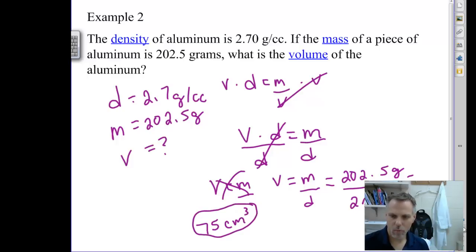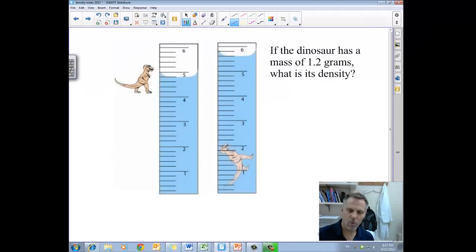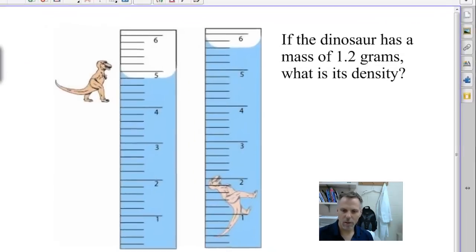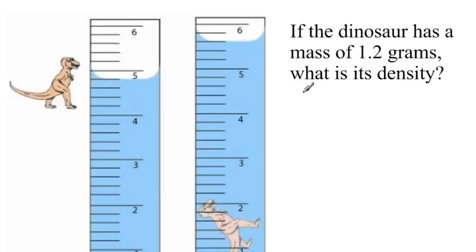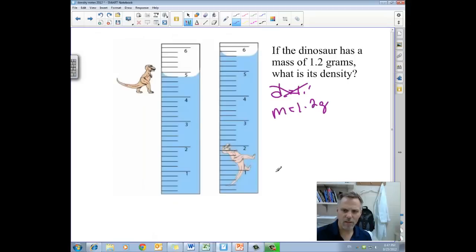Okay, I'm going to go on to one more problem. I'm going to skip this one. Let's go to this problem here. If we have a dinosaur and it has a mass of 1.2 grams, so this little plastic dinosaur has a mass of 1.2 grams, what is its density? Okay, so the dinosaur has a mass of 1.2 grams. See what I just did there? I wrote D equals 1.2. That's not true. It has a mass, M equals 1.2 grams. But we're trying to find the density.